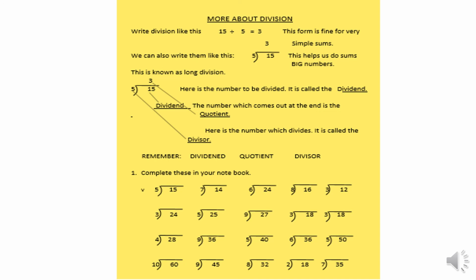Then is 16 divided by 8. So you'll say the table of 8. 8 ones are 8, 8 twos are 16. So the quotient will be 2. Then is 12 divided by 3. 3 ones are 3, 3 twos are 6, 3 threes are 9, 3 fours are 12. The quotient would be 4. And you will solve the remaining sums in the same manner.